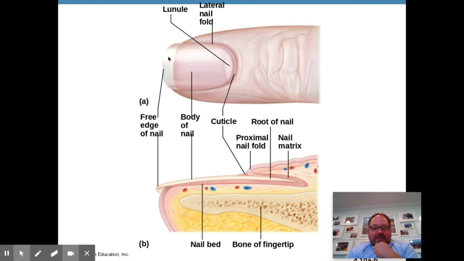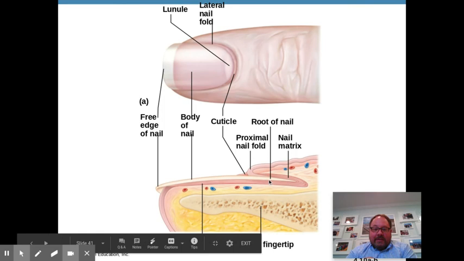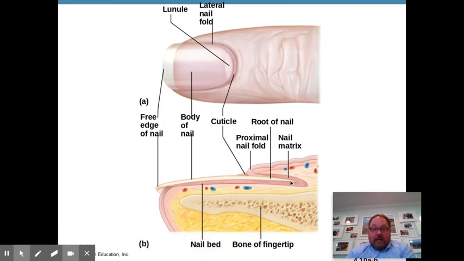So there you see, again, that free edge. It's the part that gets trimmed. The body is the part that can be painted. And then the root is down here. It's underneath this fold at the end of the nail. And the matrix is where the keratinized tissue gets produced, so it gets pushed out. If anyone's ever smashed a finger, you can actually crack the nail. And then as more keratinized tissue gets produced and pushed out, that crack of the nail will actually cause the nail to fall off at a later point in time.